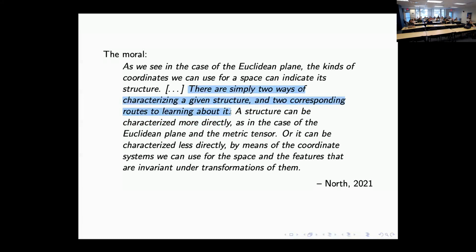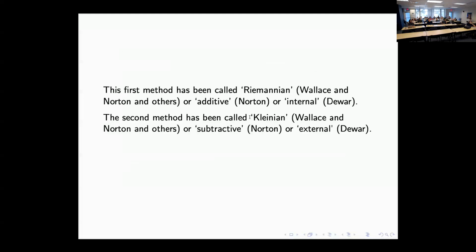This sentence right here is the one that we are going to be asking about today. We're going to be asking whether there are always these two routes available, whether you can always do this second route in particular. Okay, but first, a bit of bookkeeping.